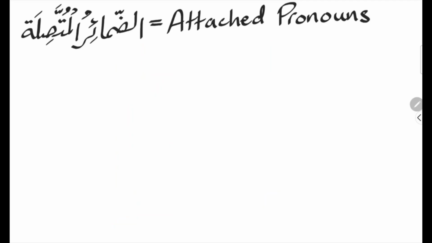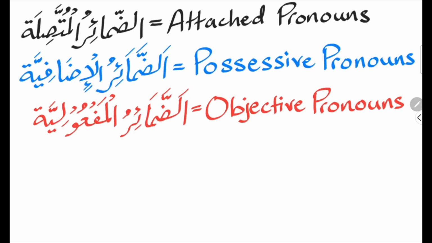Now we move on to الضمائر المتصلة, attached pronouns. These are also known as الضمائر الإضافية, possessive pronouns, or الضمائر المفعولية, objective pronouns. Possessive pronouns are basically pronouns that indicate possession, and objective pronouns are pronouns which refer to the object, مفعول. So since الضمائر المتصلة or attached pronouns come to refer to an object, they're called objective pronouns, and since they also come to indicate possession, they're known as possessive pronouns.